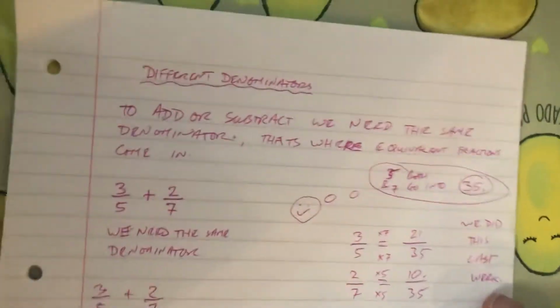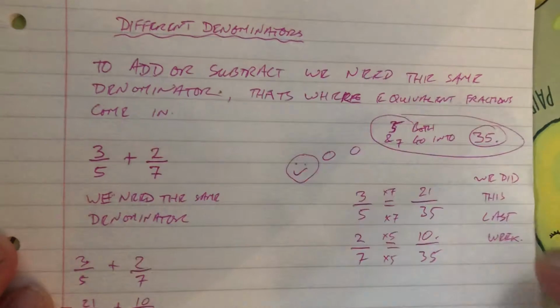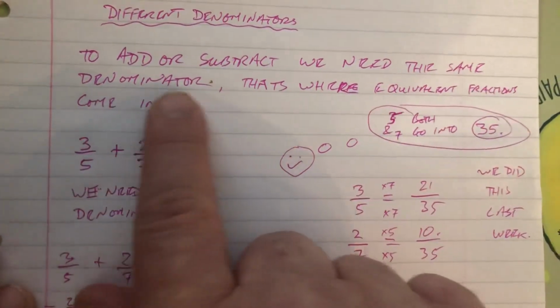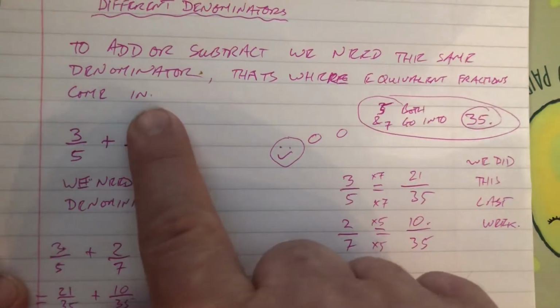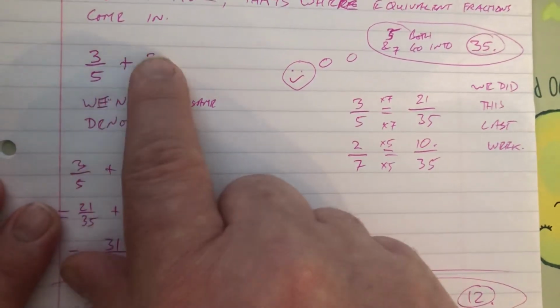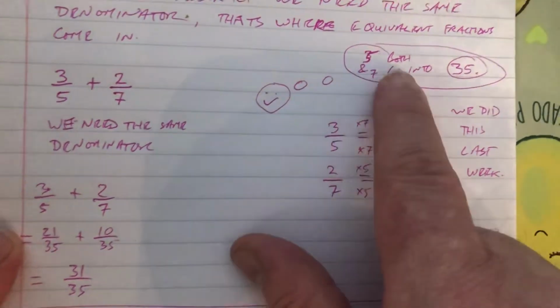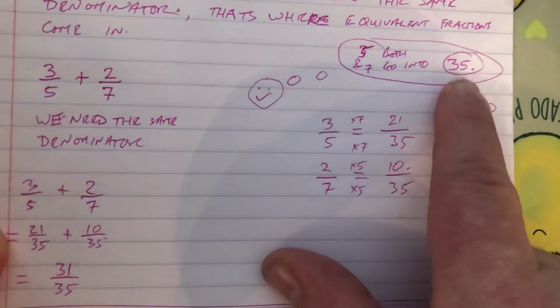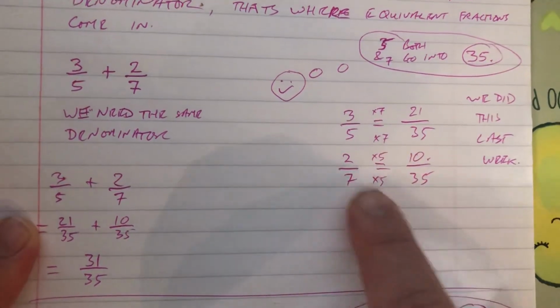Now, what happens when we have different denominators? So different denominators, to add or subtract, we need the same denominator, i.e. bottom line. That's where our equivalent fractions from last week come in. So for this one, we've got 3/5, add 2/7. So here, thought bubble, 5 and 7 both go into, let's think, 35. So we're changing both of these to 35ths.